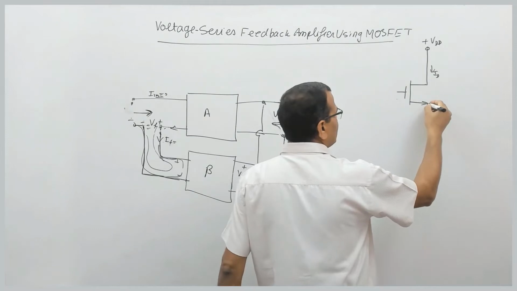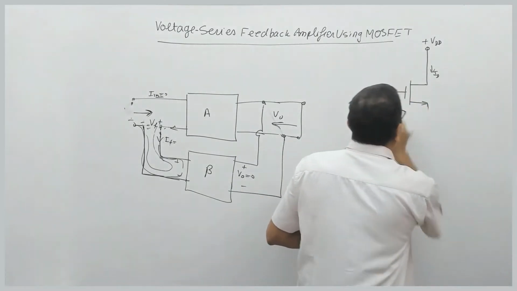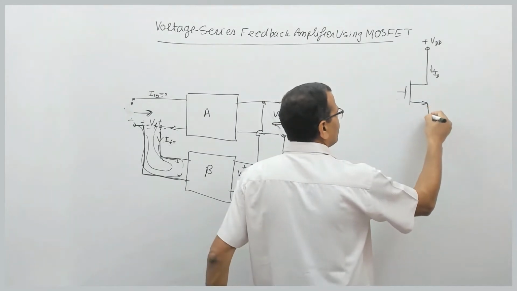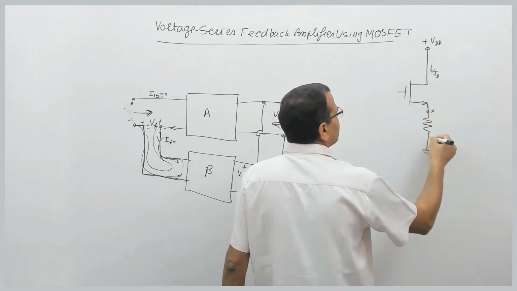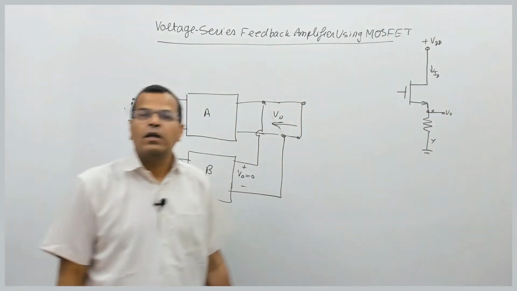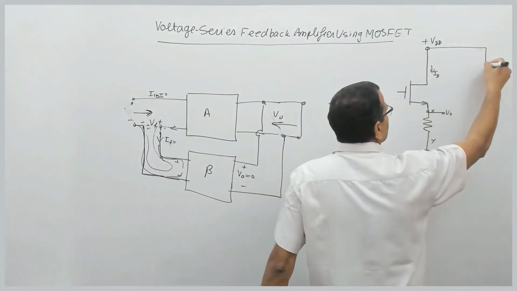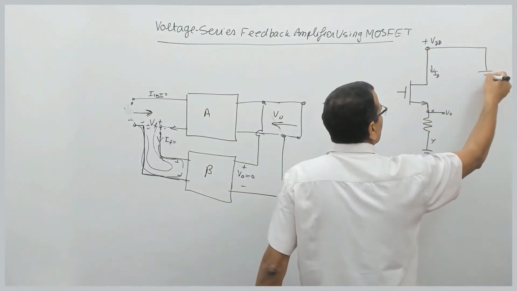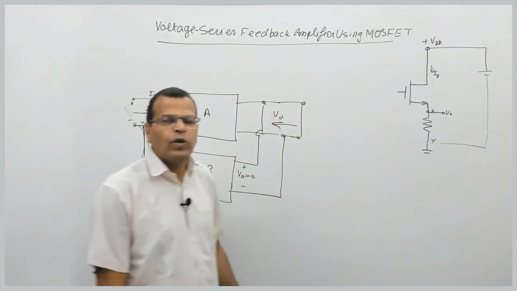That resistance which was Rs, the resistance Rs was here like this. This was ground. Say this is terminal X, this is Y, and I was taking output voltage from the terminal X, right? It was like this. Voltage VDD was connected to ground like this. You can take it like this.